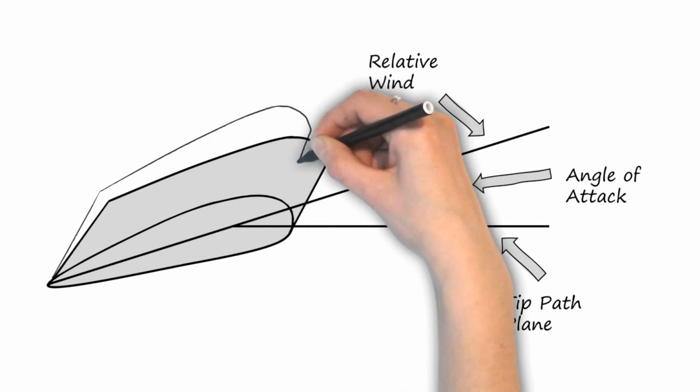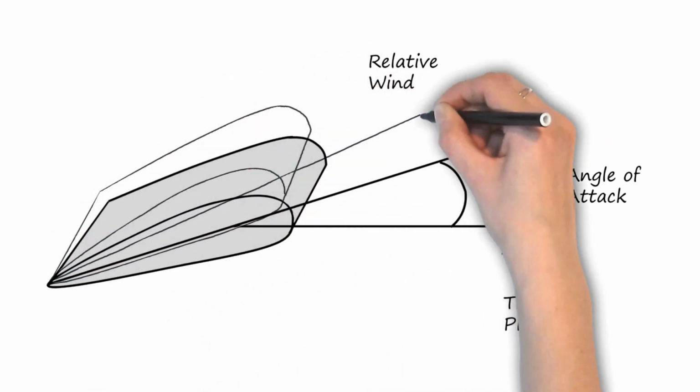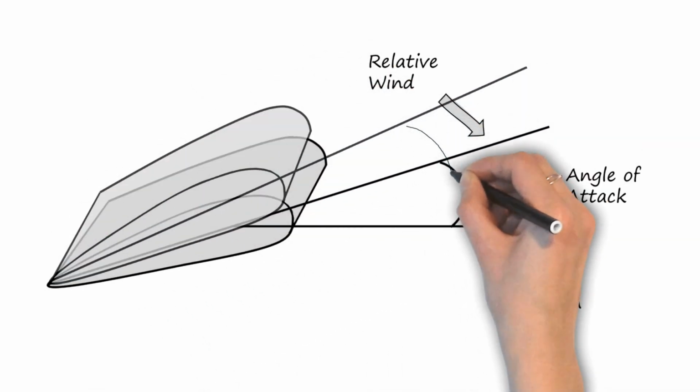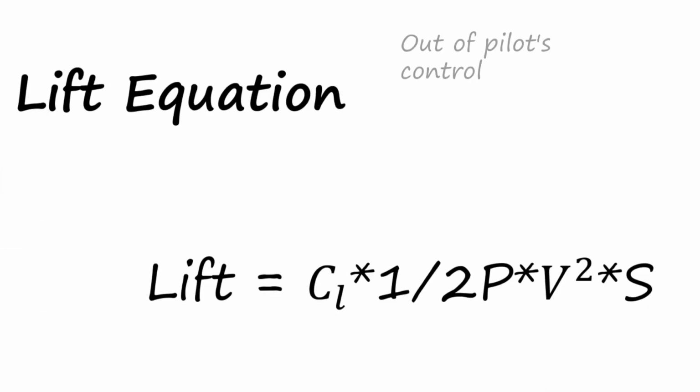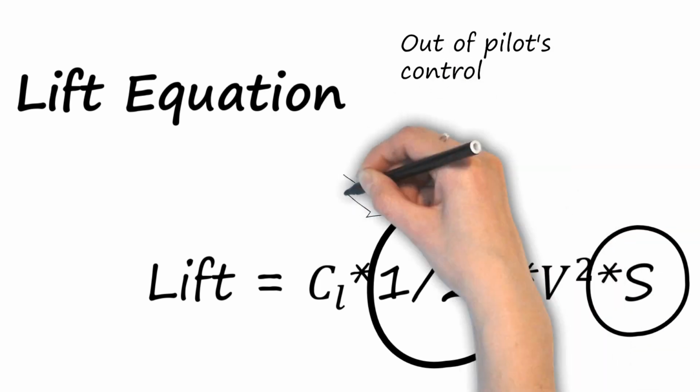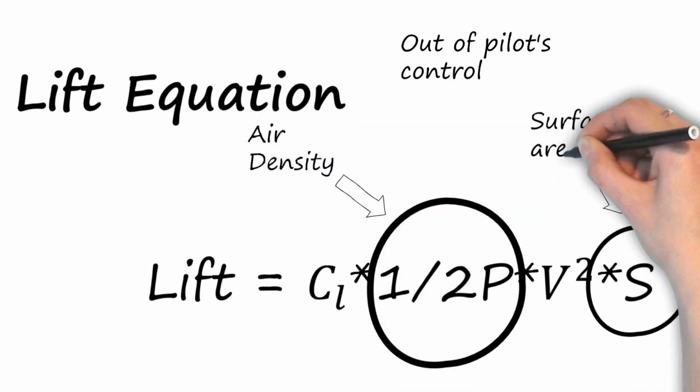When you increase the pitch of an airfoil, the result is a higher angle between the tip path plane and the relative wind. There is a fragile balance here, as too much pitch can create a critical angle of attack, and your coefficient of lift will drop to 0. Then, there are factors beyond the pilot's control: air density and the size of the airfoil.